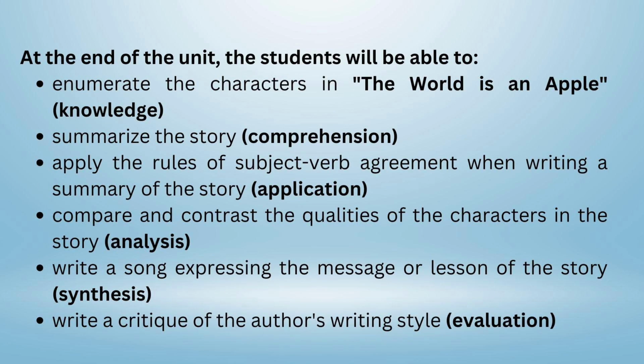Alright, at the end of the unit, the students will be able to enumerate the characters in the story. This objective assesses the student's ability to recall and list the characters, a fundamental aspect of knowledge. Here, they can recall or list down who the characters are in the story. Also, the student can summarize the story, which is comprehension, because it requires the student to demonstrate understanding of the story's main points. They must go beyond simple recall and show they grasp the narrative essence.